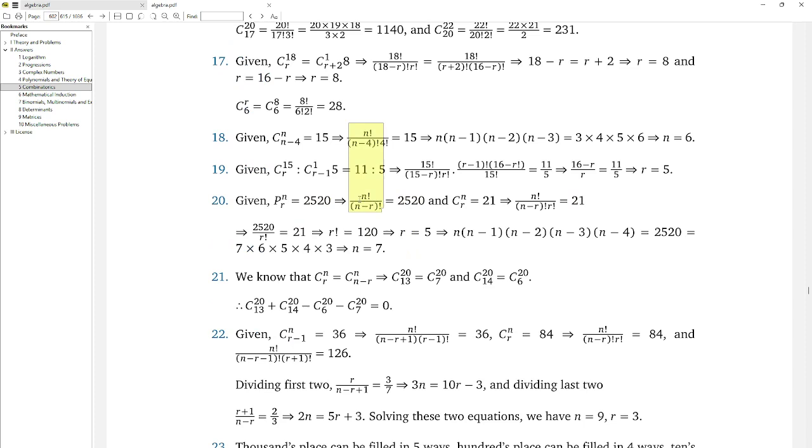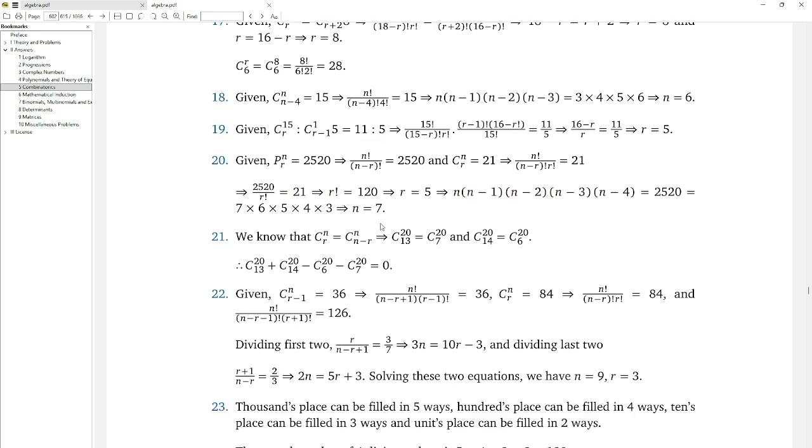So we substitute the value of this from here into nCr. We get 2520 by r factorial is equal to 21. So r factorial is equal to 120. That means r is equal to 5. We substitute back into the formula for nPr. We get n is equal to 7.